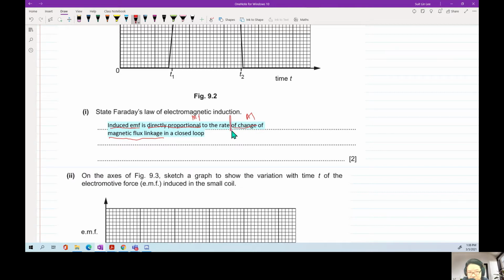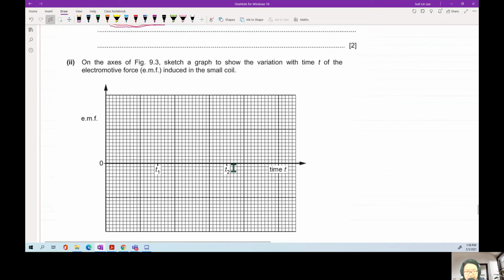Maybe students will write rate of change of something else. So that is M1: EMF induced is directly proportional to rate. And A1 here is when you mention that it is the change of magnetic flux linkage. In other words, EMF is directly proportional to d flux dt. If you write equal, you will get 0. So it's not equal, it is directly proportional.